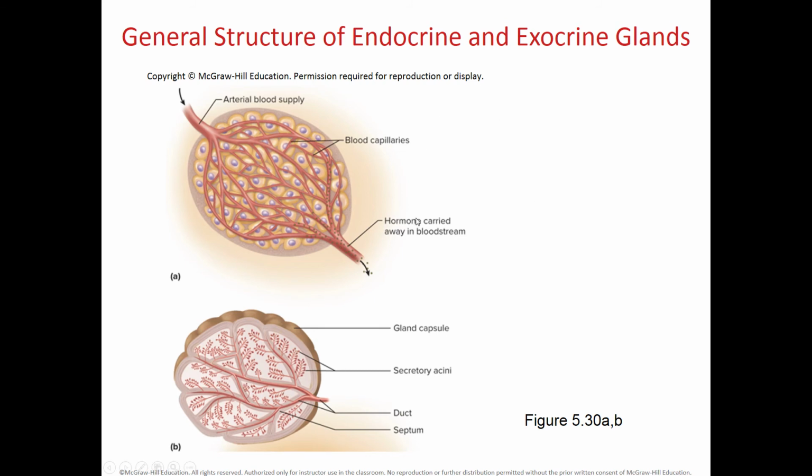So this is the general structure of an endocrine and exocrine gland. So this gland in here will secrete its hormones into the bloodstream. So what is its type? Endocrine. Now this one releases its substances into ducts and then into the surface of the body. So what will be the classification of this gland? Exocrine.